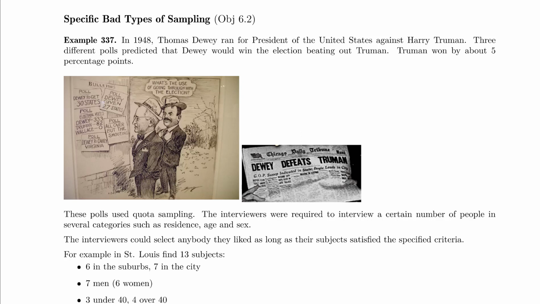So these polls use what's called quota sampling. The interviewers were required to interview a certain number of people in several categories, such as residence, age, and sex. The interviewers could select anybody they liked as long as their subjects satisfied the specified criteria. So for example, in St.